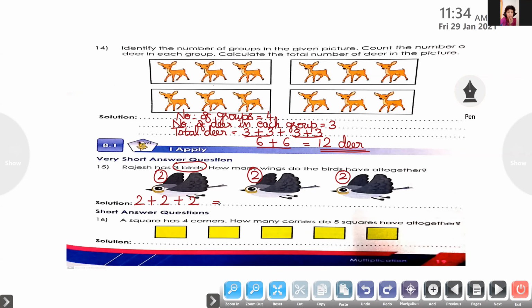2 plus 2 plus 2. 2 plus 2 is 4. Then 4 and the next 2 which is remaining over there. 4 plus 2? 6. Yes. Good. So there are 6 wings altogether. Right, 6 wings.